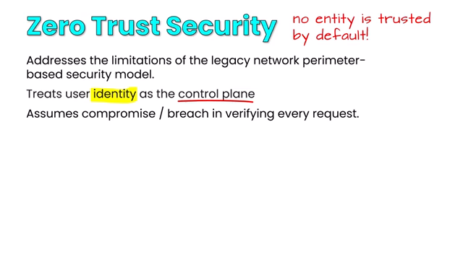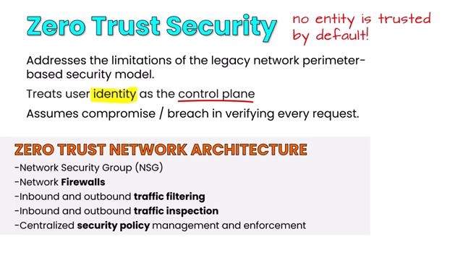So zero trust security in the network context means microsegmentation of our network security groups, firewalls, inbound and outbound traffic filtering, inbound and outbound traffic inspection, IDPS, looking for potentially malicious traffic, attachments, anomalous traffic patterns, and centralized security policy management and enforcement. We talked about the policy engines that our CSPs have, for example, Azure Policy. You'll also find in some cases CSPs will offer centralized policy for their firewall services, for their software-based firewalls.